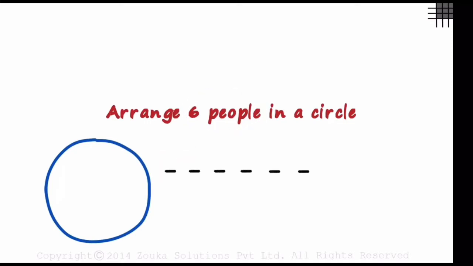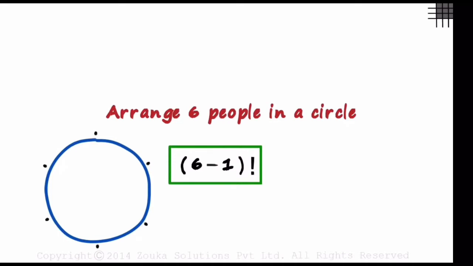If we had to arrange them in a row, we know that it can be done in 6 factorial ways. Will it be the same if they have to be seated in a circular fashion? Most of us know the answer here. It will not be the same. It's 6 minus 1 factorial. These many ways in which we can arrange 6 people in a circular fashion.